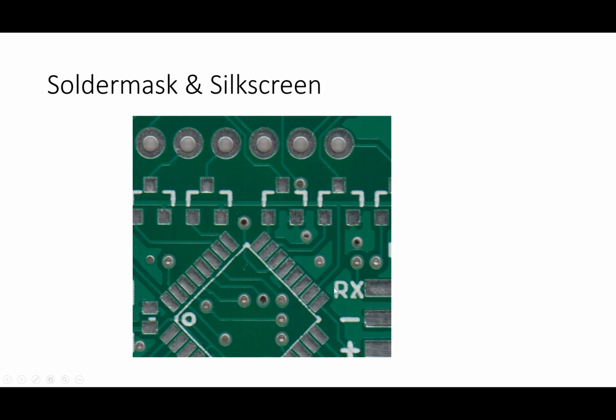The other element I should talk about is the silkscreen. So all of this white, see this white component outline here, or this white text where it says RX with the plus and the minus, those are what we call silkscreen. And that's often a critical thing to allow us to know what components we're actually looking at when we're looking at the board.